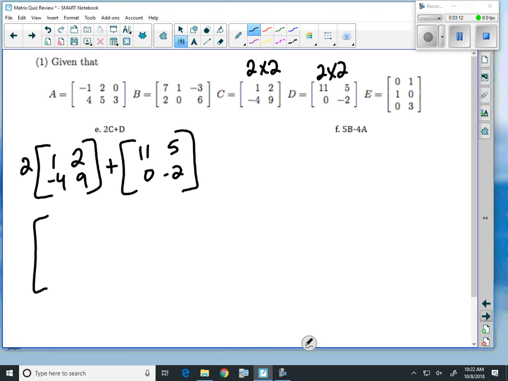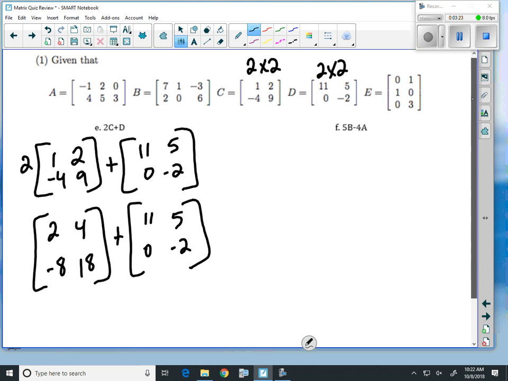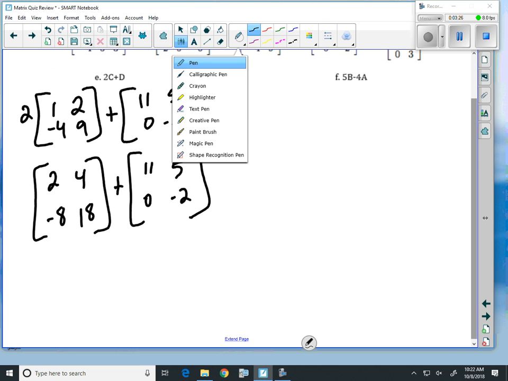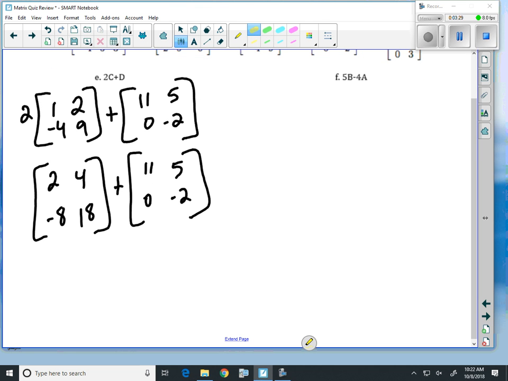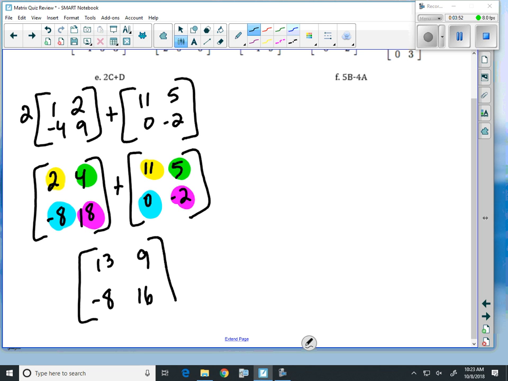So here, everything inside gets multiplied by 2. And we're going to add it to matrix D. So again, when we add matrices, we look to add the like entries. So 2 is going to be added to 11, 4 is added to 5, -8 to 0, and 18 to -2. So we end up with 13, 9, -8, 18, plus the -2 is like 18 minus 2, which would be 16.